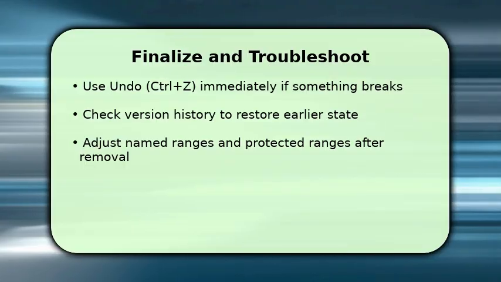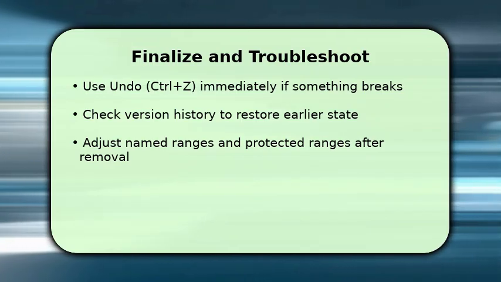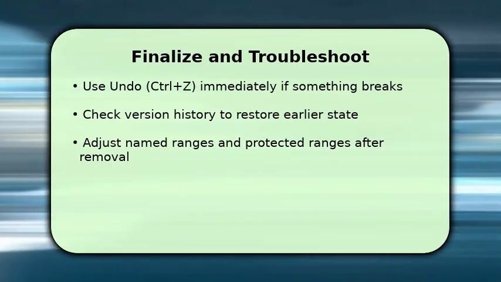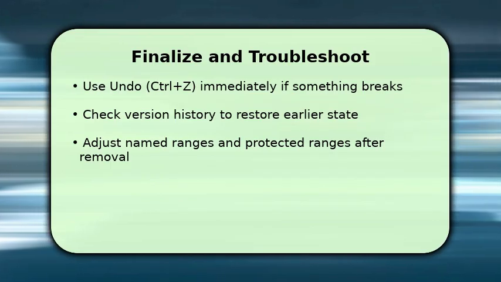If something goes wrong, use Undo Ctrl+Z immediately or open version history to restore the previous state. If protected ranges or named ranges were affected, update or remove those definitions. If formulas show #REF or errors, edit them to correct references. This single troubleshooting step fixes most post-deletion issues quickly and safely.